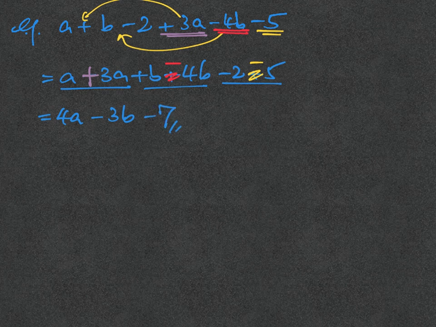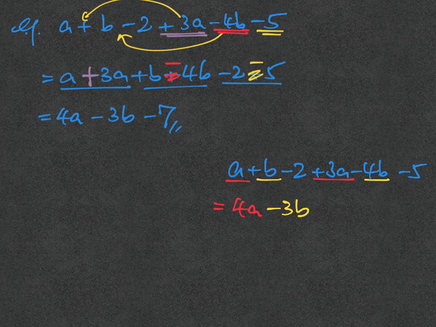Somehow in this question, I would suggest you underline the terms. Let me copy the question first: plus 3a minus 4b minus 5. You just simply underline the like terms, like a and plus 3a give you 4a, b minus 4b is minus 3b, and lastly minus 2 minus 5 is minus 7. It would be easier if you just underline the terms and do the calculation directly.